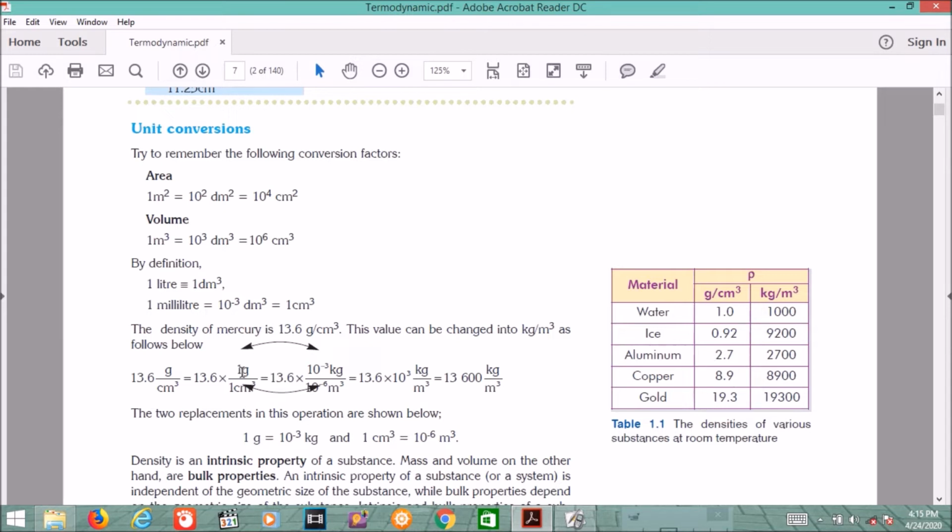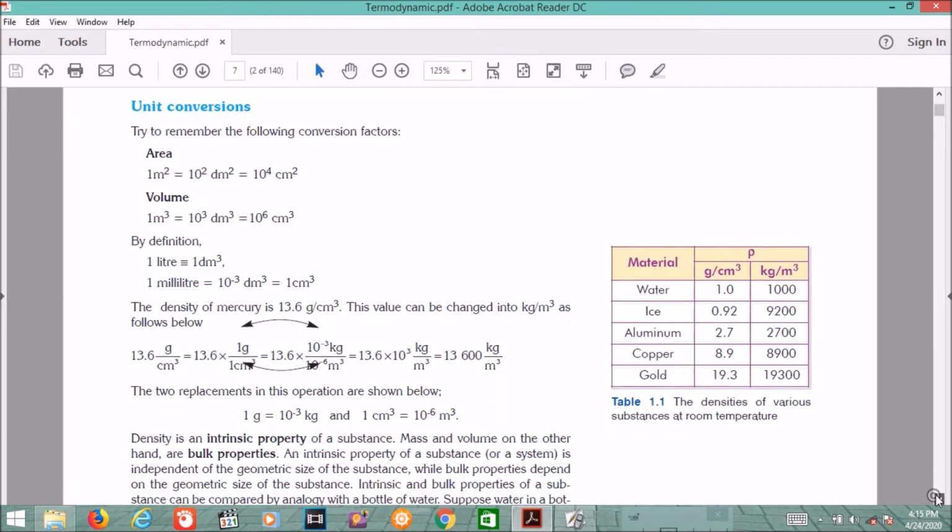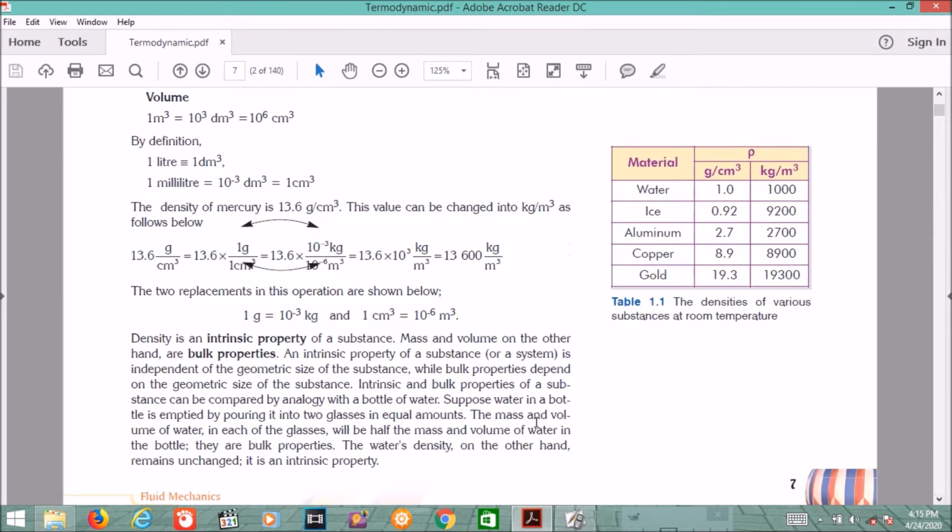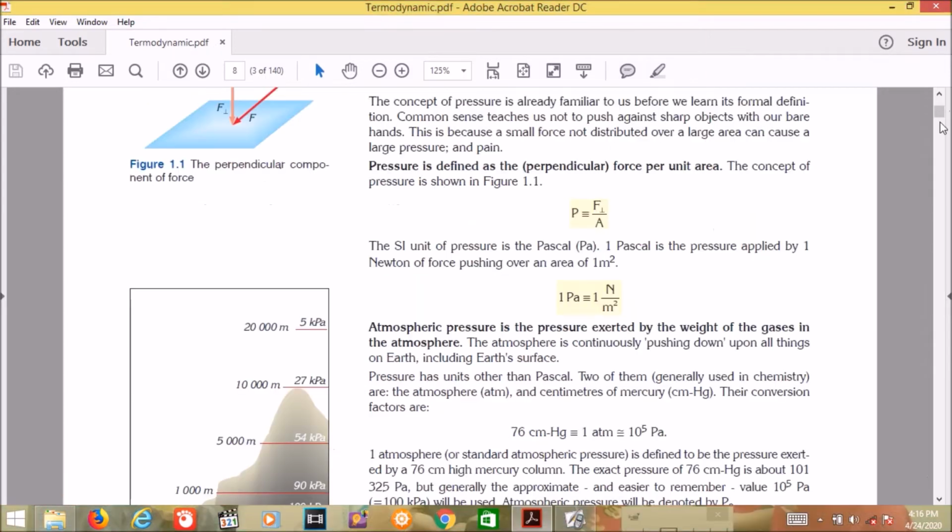And in this book also shows you how to convert the units, from gram over centimeter cube to kilogram over meter cube. And there is also an explanation that density is an intrinsic property. You can read it by yourself. I have discussed it before.